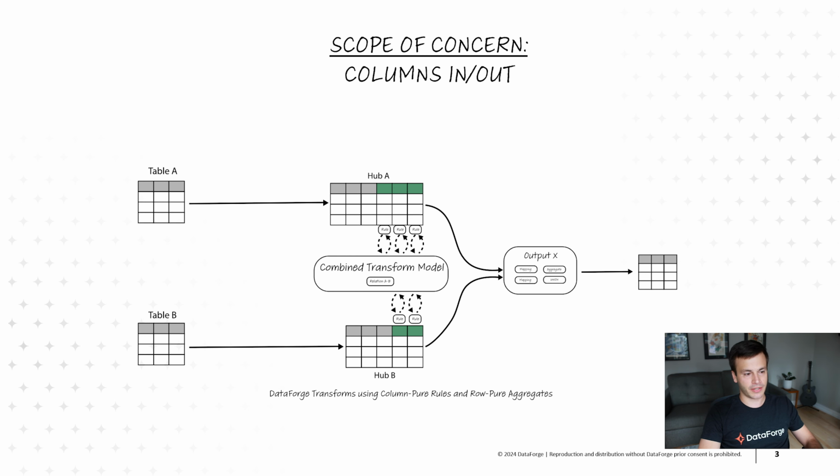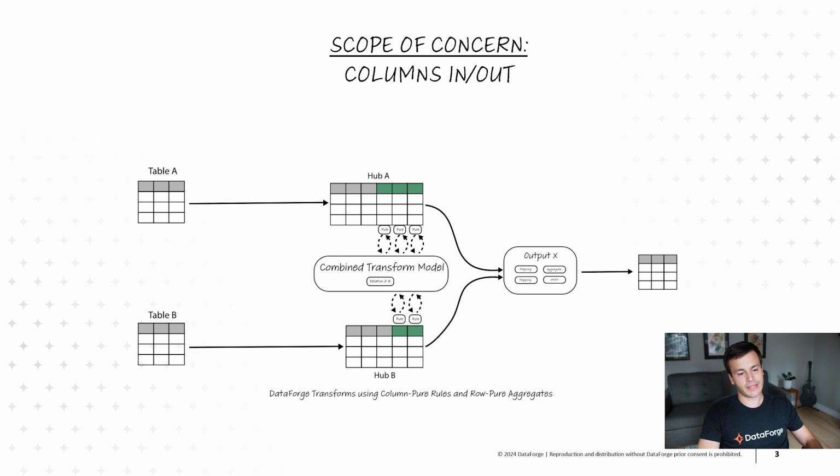Oftentimes you need to change the number of rows, whether that's a group by or a filter or some other type of aggregate or explode function or cross join or otherwise. In order to take advantage of this column level transformation, we needed to look at all the different types of SQL code that you write and figure out how to break it down into two different groups, what we call column pure and row pure. We're going to dig into those concepts next.